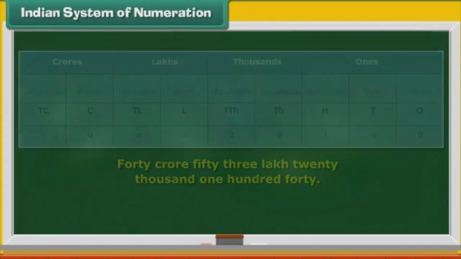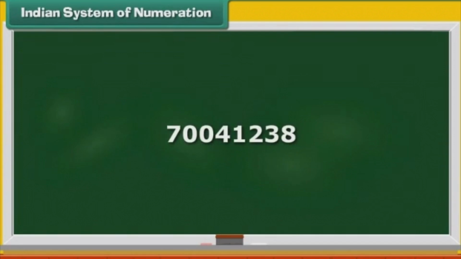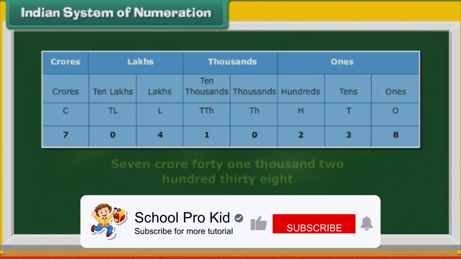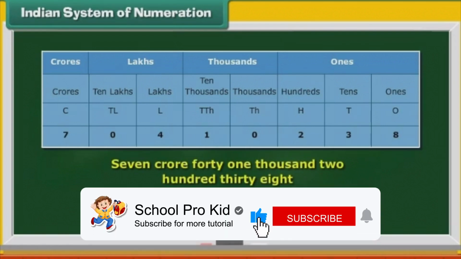Consider one more number, 7,00,41,238. Once again, we arrange it in the place value chart and then read it. 7 crore 41,238. International System of Numeration.